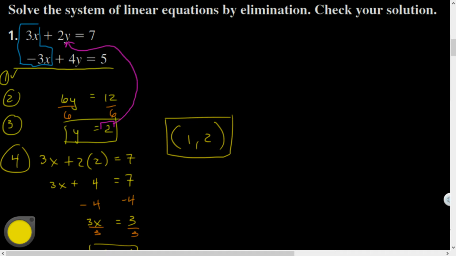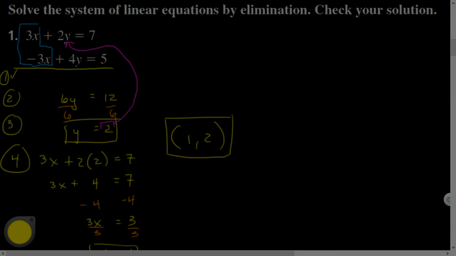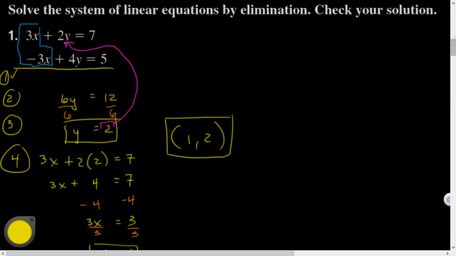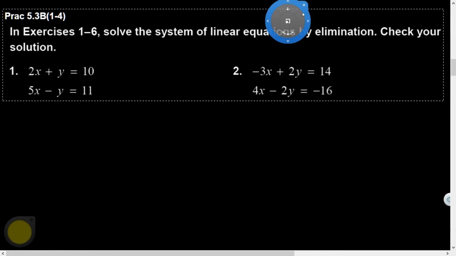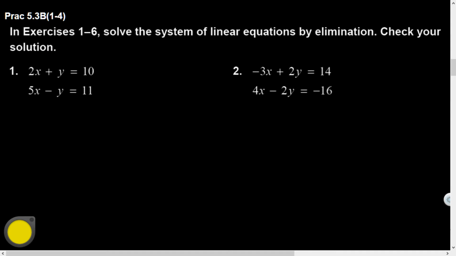Let's do it. I've got some problems for us from Prac 5.3b. So I've kind of swapped things around here. We're going to do a couple of these. All right. So this is where this is coming from. In case you're watching this and you're like, where is he getting this? This is not in the book. Here we go. Let's do some of these. So this is from Prac 5.3. I just wanted some more examples.